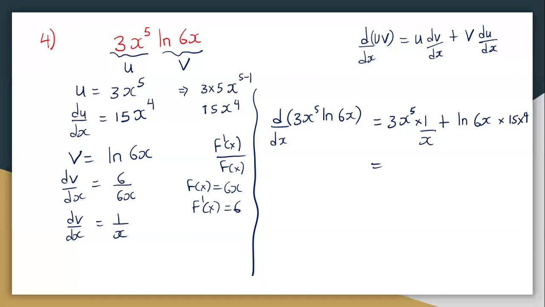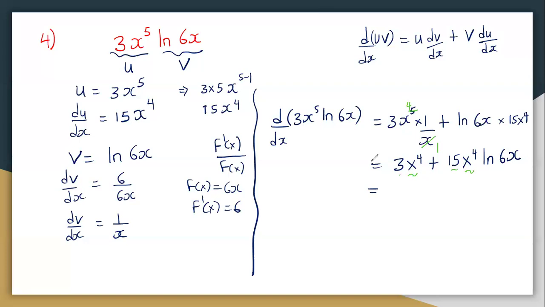So you can notice that this x here can easily reduce with the x here, and you remain with only x^4. So here I'll have 3x^4 plus, you are going to allow me to begin with 15x^4 ln(6x). Reason being that some of you at times make the mistake of multiplying x times x^4, which you cannot multiply.